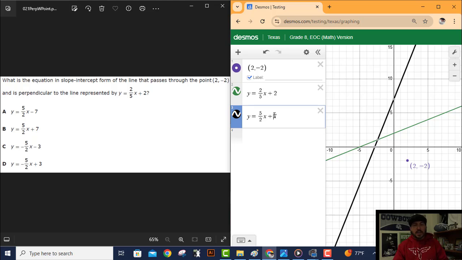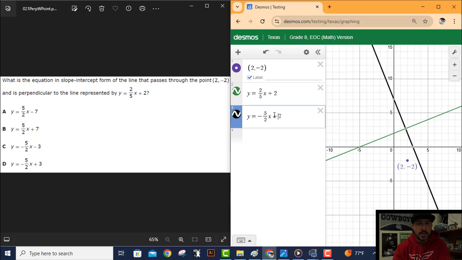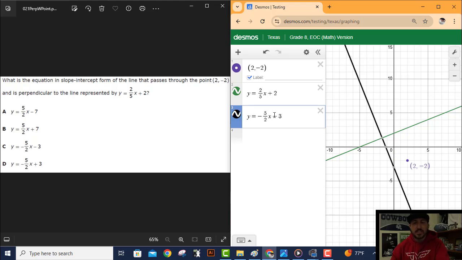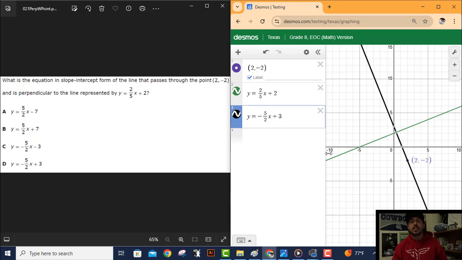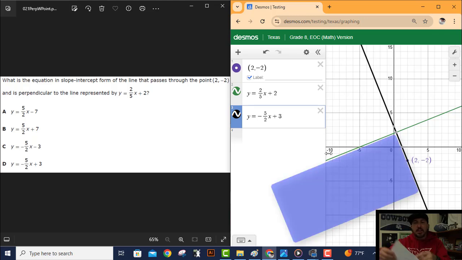All right, here's choice B. No, it's not going through the point, so I'm not even looking at it. Now we go to choice C, negative 5/2x minus 3. That's perpendicular, but it's not hitting the point. And now the final choice, which is choice D. Very good. I put the paper in here. Boom, perfect. One line hits one side of the corner like this, the other line hits right there. Perfect. I love it. That's the answer. That's what perpendicular looks like.